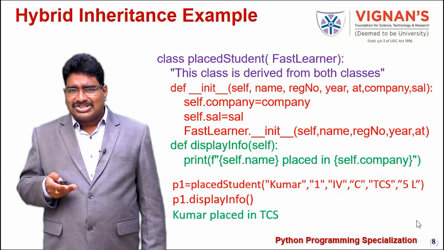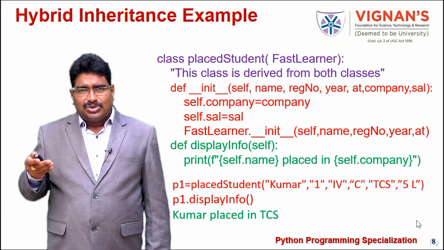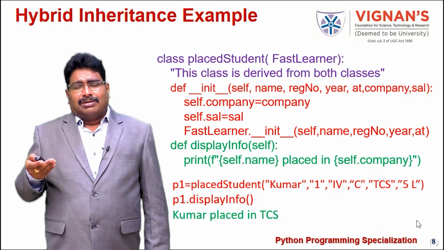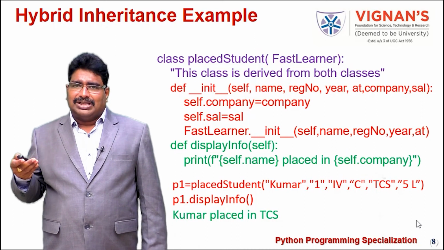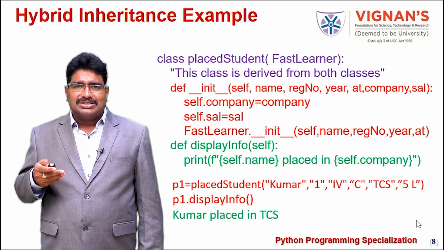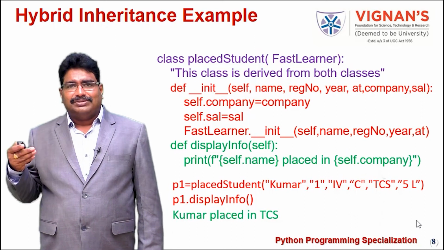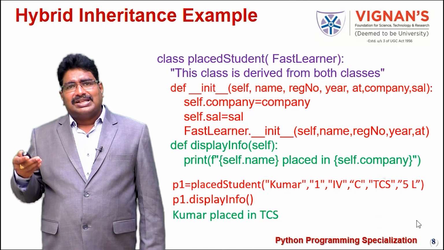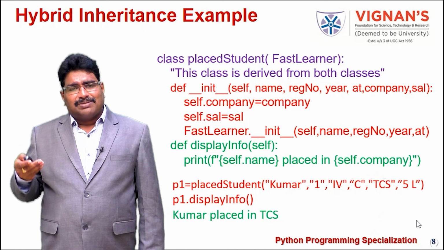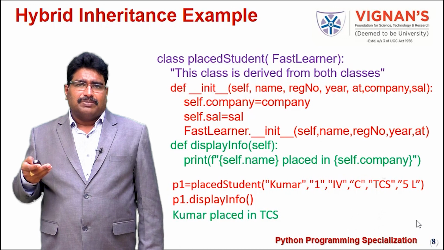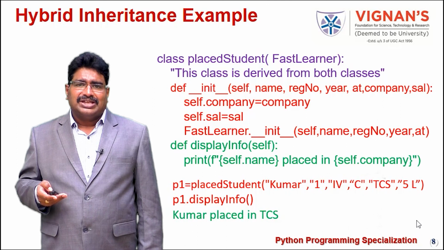I hope you clearly understand the example of hybrid inheritance. Here we take student as a class. From the student class, we derive the moderate student and the fast learner. We take an example: student is the base class, and from the student class we are deriving the fast learner and moderators. This is the example of hierarchical inheritance. Next, from the fast learner, we derive the placed student. This is the example of multiple inheritance. So here it is a combination of multiple inheritance and hierarchical inheritance. So this is the example of hybrid inheritance.